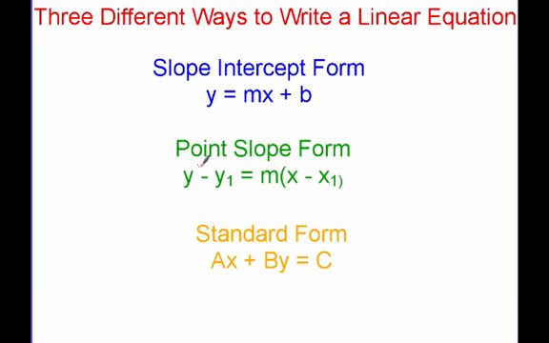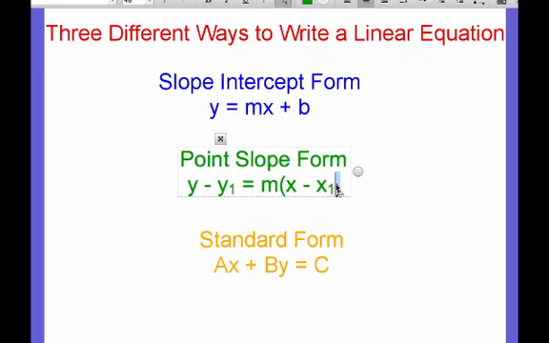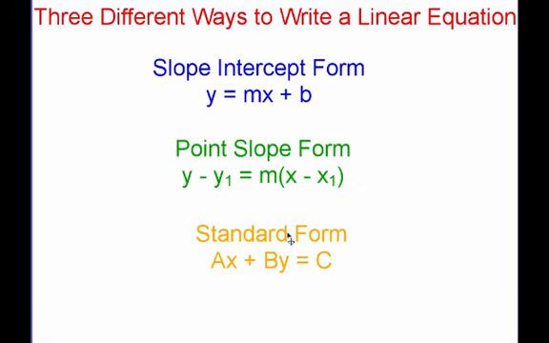The second form we'll talk about is the point-slope form, which looks like this: y - y1 = m(x - x1). And finally, we'll be discussing the standard form, which looks like ax + by = c. What we're going to talk about is that any equation that I can write in one of these forms, I can also write in the other two.